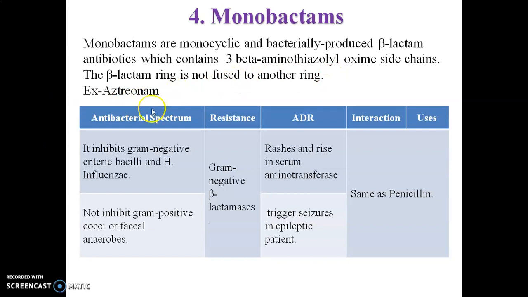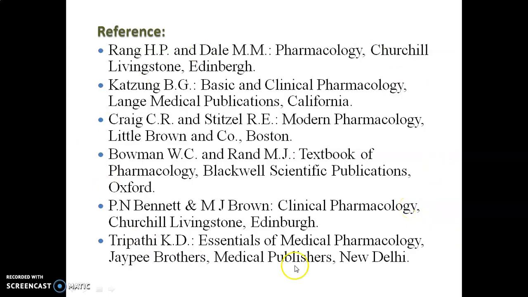An example is aztreonam. Its antibacterial spectrum is that it acts against gram-negative bacteria and H. influenzae. It will not inhibit gram-positive bacteria and anaerobic bacteria. Then resistance is shown by gram-negative bacteria by producing the enzyme beta-lactamase. Adverse drug reactions: it shows rashes and increased serum aminotransferase enzyme. Then it triggers seizures in epileptic patients, and its interactions and uses are the same as the penicillin derivatives. These are the various references used for the preparation of the slides. Thank you.